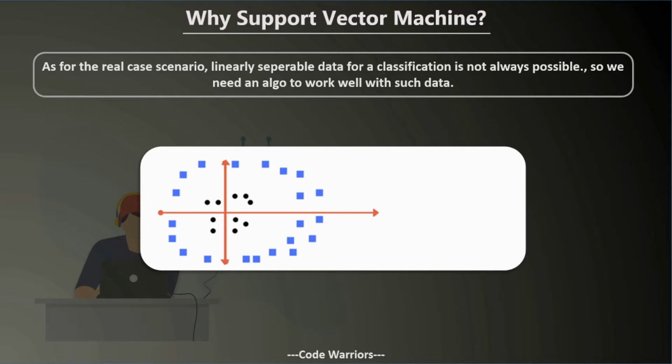Now support vector machine is a collection of algorithms in which the first component is support vector regression and the second component is support vector classification. And in this session we are going to talk about support vector classification.